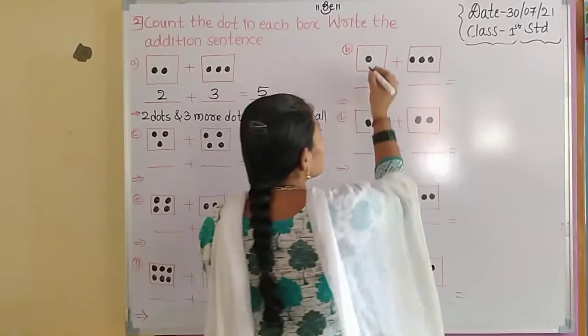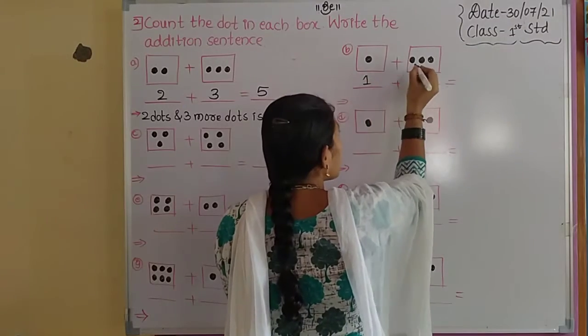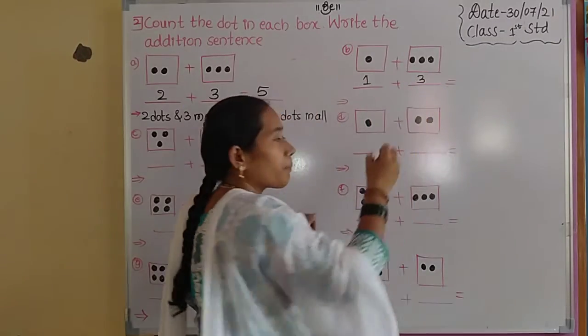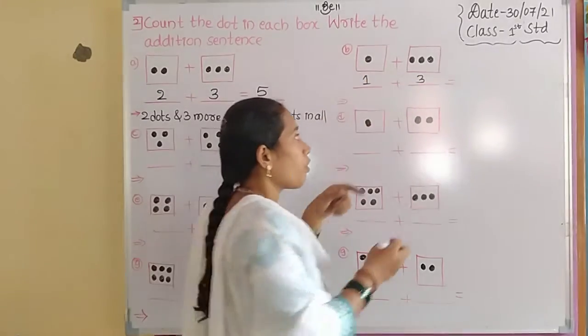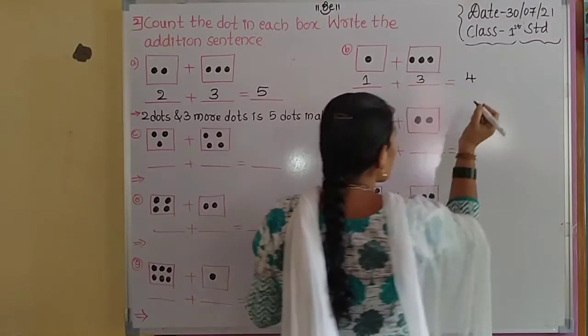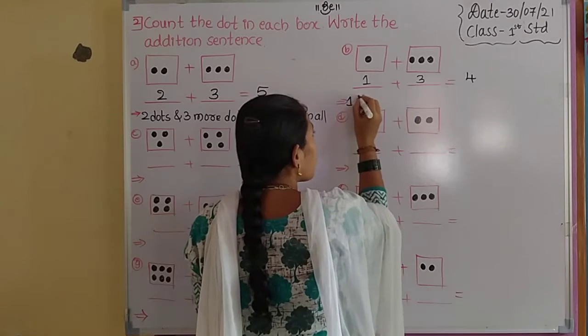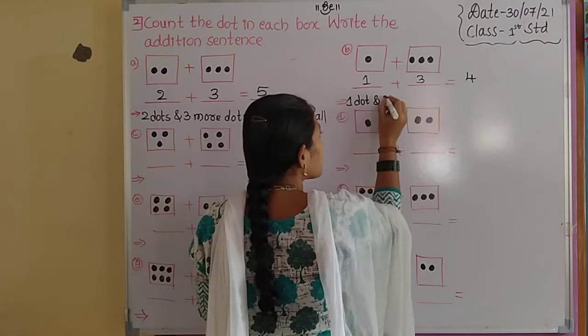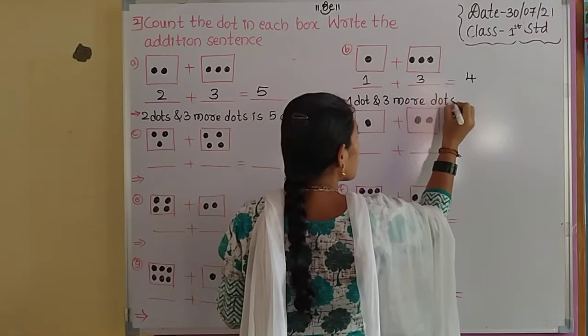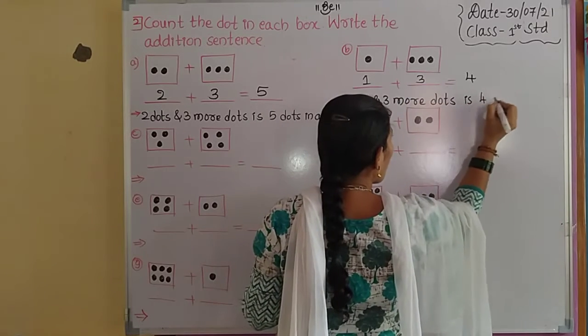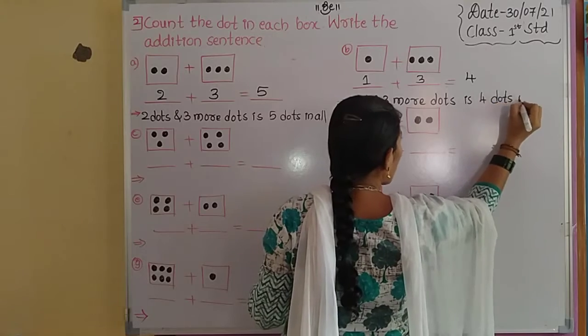Then the next one. See here 1 dot is there, and here, very good, 3. And 1 plus 3 is equal to 1, 2, 3, 4. Count all together, we get here 4. So 1 dot and 3 more dots is 4 dots in all.